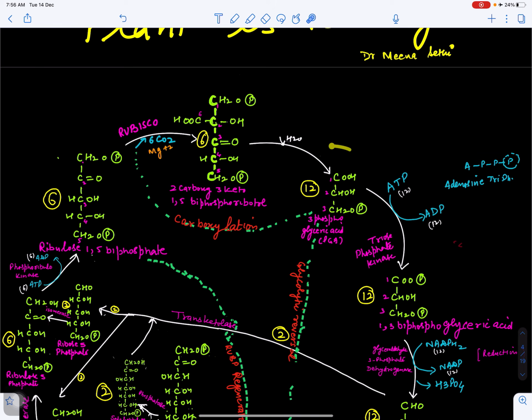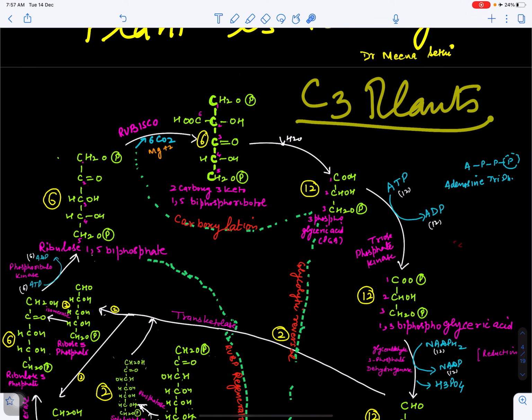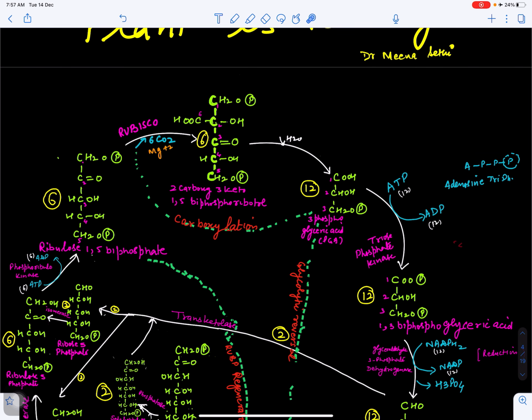So this is the first stable product, which is C3 in length. So this is called the C3 cycle. And plants in which this cycle is operative are called C3 plants. And this reaction is taking place in the matrix of the chloroplast. So this is all about the C3 cycle.